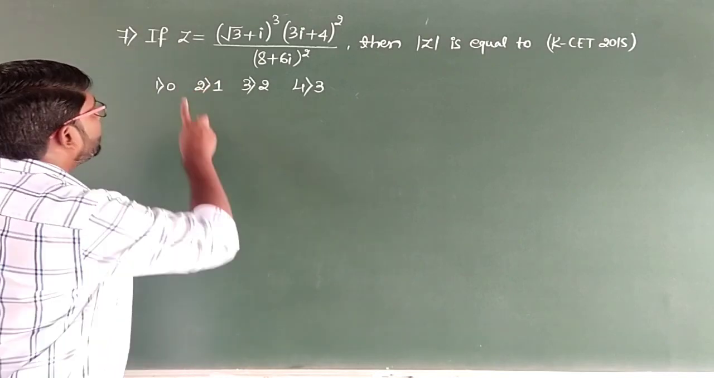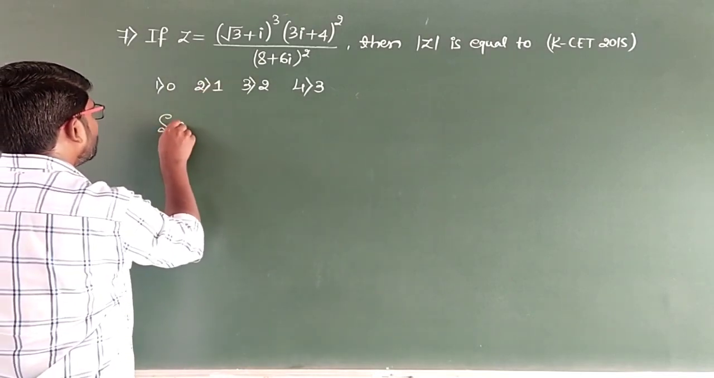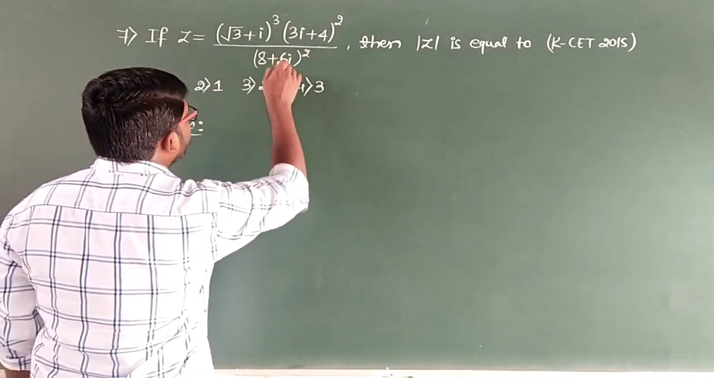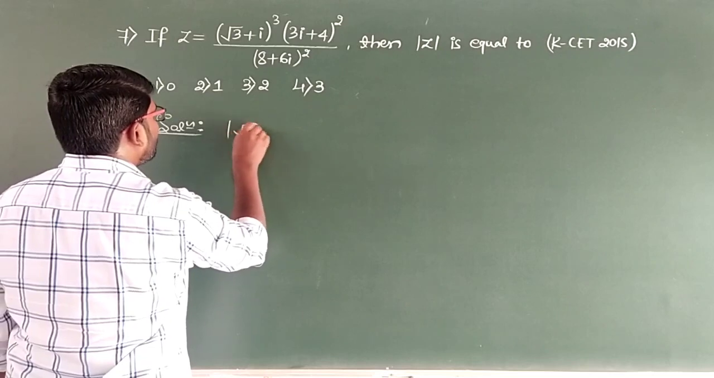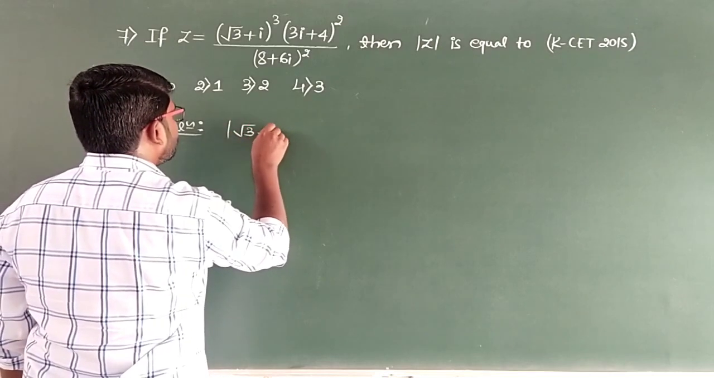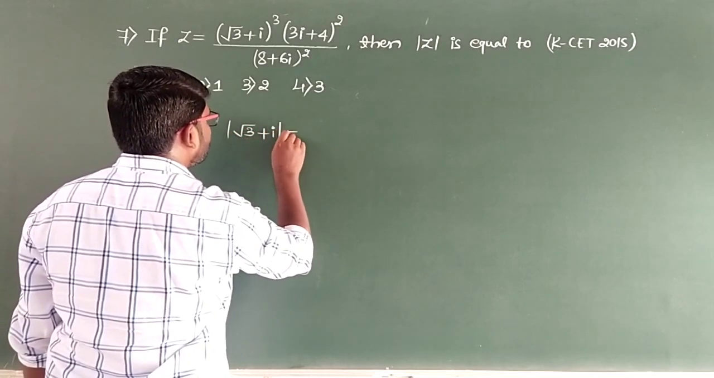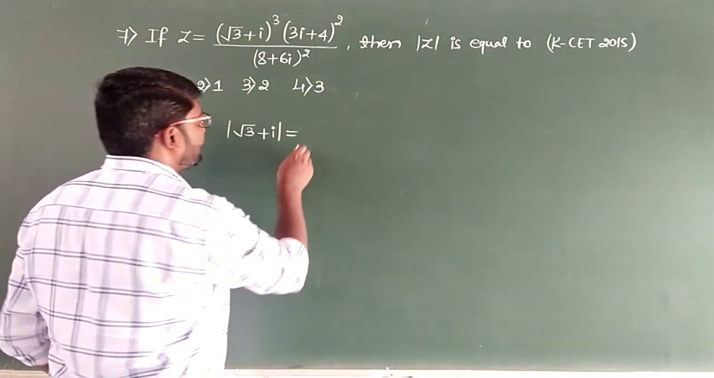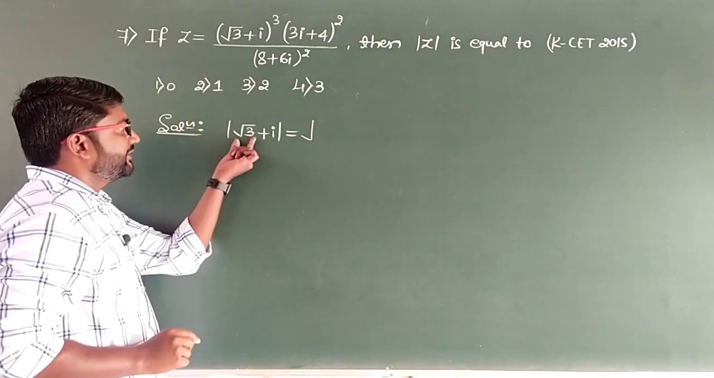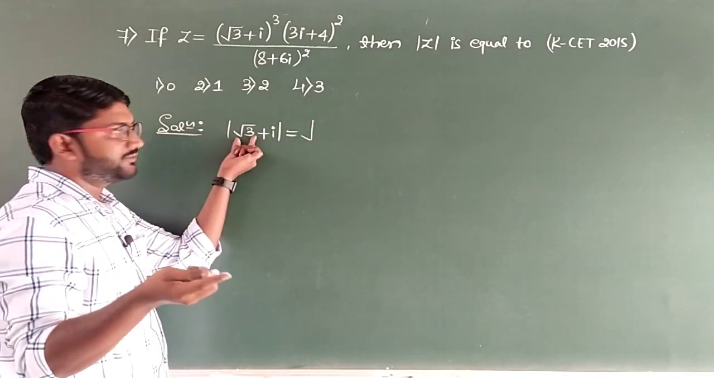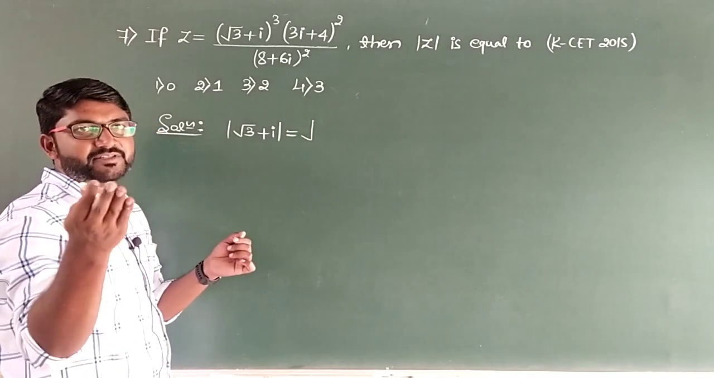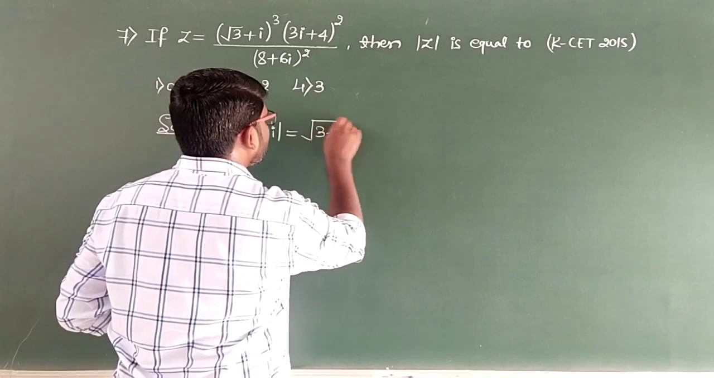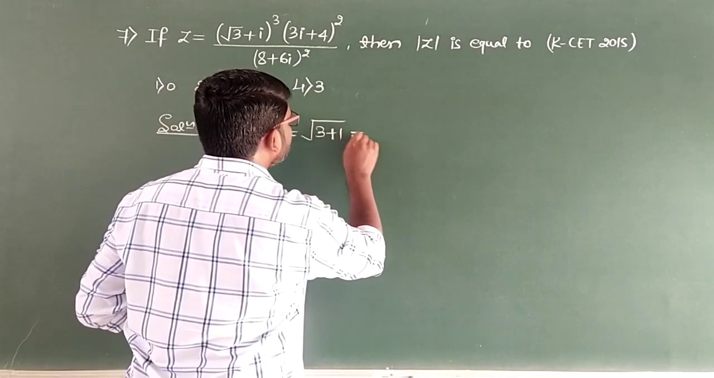So here we will have to take modulus on both the sides. So what I will do is, I will take the modulus of each complex number. So mod root 3 plus i. Now it is square root of square of the real part and square of the imaginary part. Now a square, that means root 3 square. So usually the modulus will be square root of a square plus b square. So square of this will be 3 plus 1. So 3 plus 1 it will be 4, root 4 it is 2.